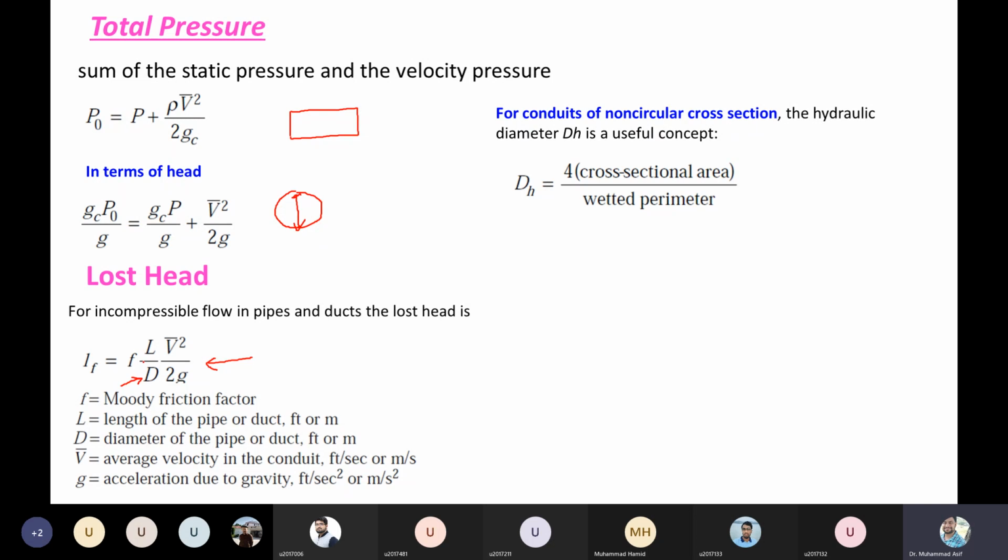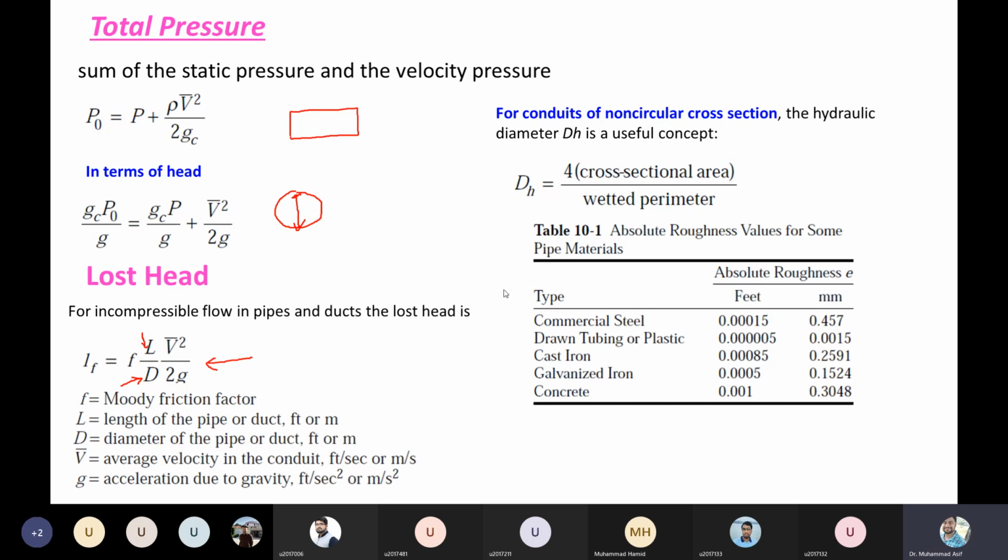So these are related to the dimensions of the duct or pipe, the average velocity, and f. How do we get the Moody friction factor f? We can get it from the Moody chart, the Moody friction chart. But before that, we need the value of absolute roughness. There is a factor called e, small e, that is called the absolute roughness, right? Each pipe has a different value of the absolute roughness.